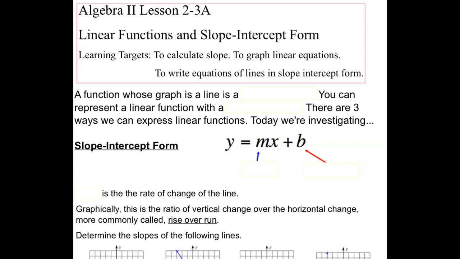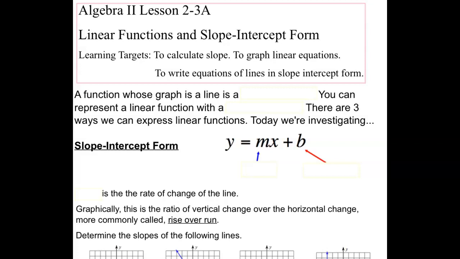Today we're going to look at lesson 2.3a, the first part of section 2.3. We're talking about linear functions and slope-intercept form. Our targets are to calculate slope, to graph linear equations, and to write equations of lines in slope-intercept form.